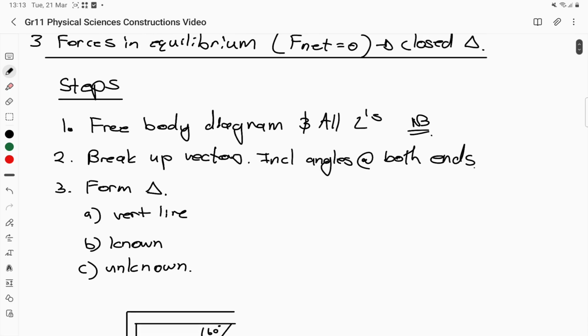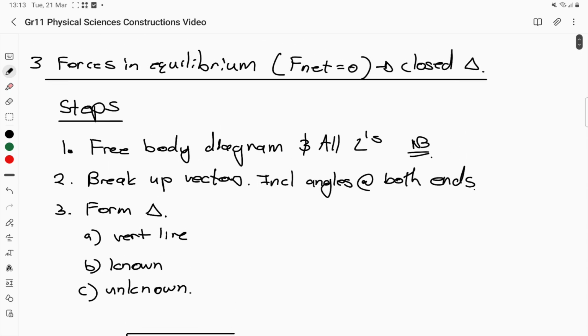Step 1, when dealing with these, draw a free body diagram and label all the angles. Work them out. You'll usually have to use alternate angles. Just work everything out as far as you can. It's really useful for these type of drawings.